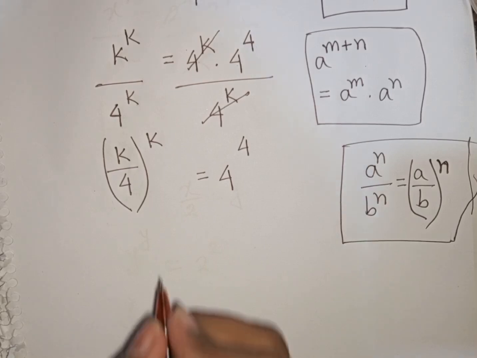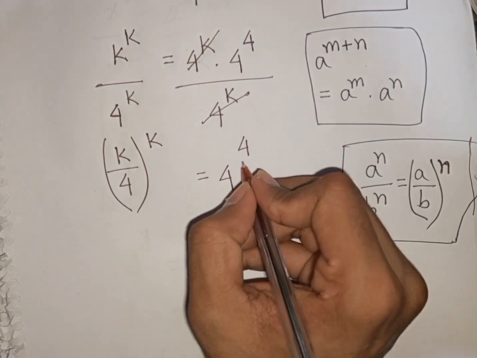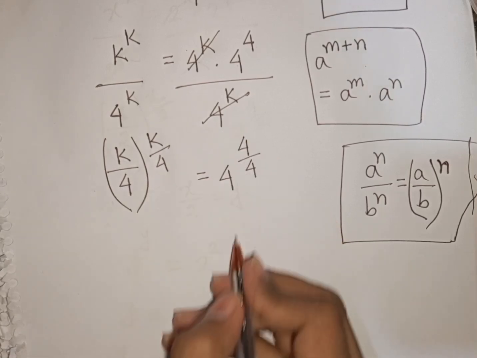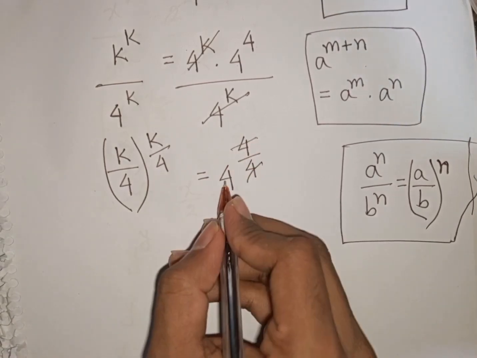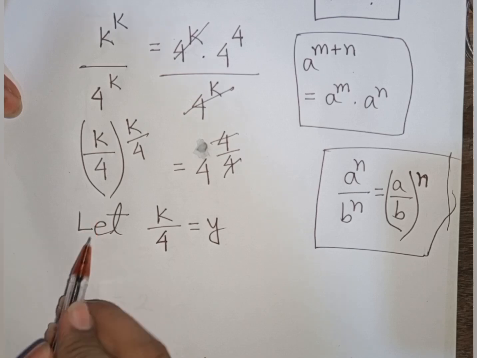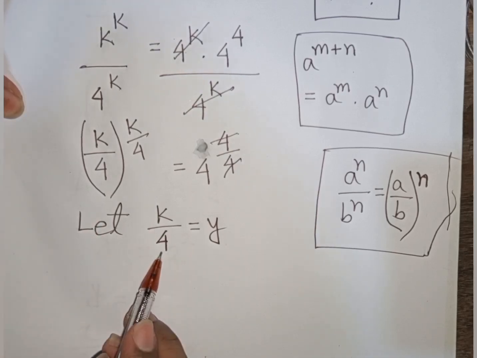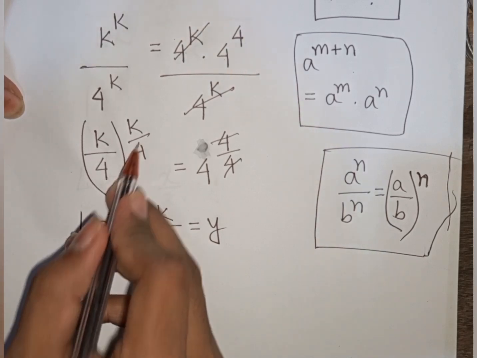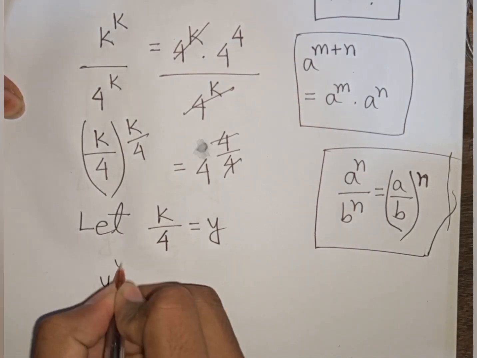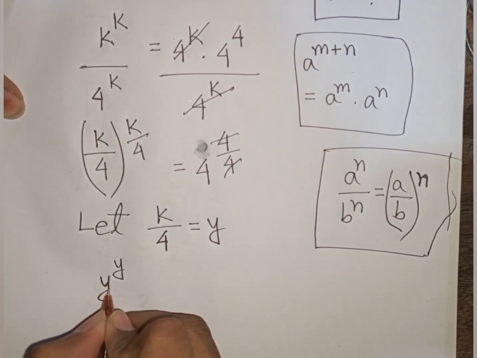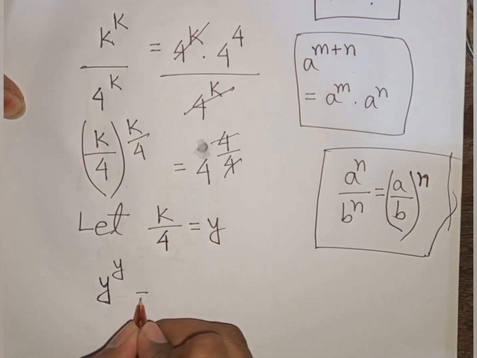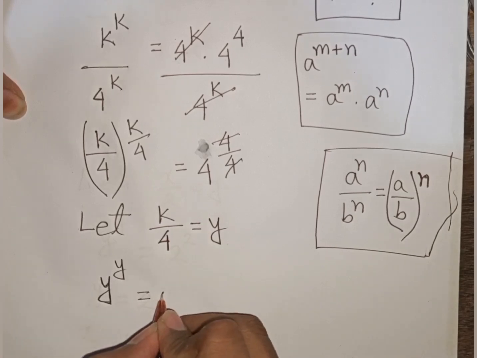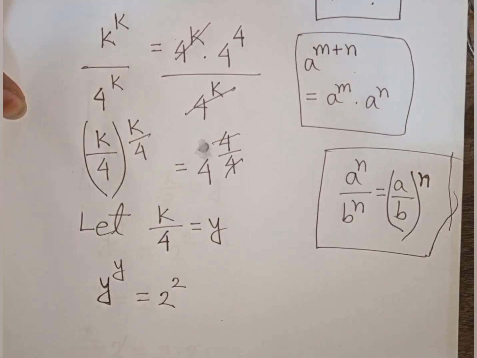Now we divide by the power of 4 on both sides, so this 4 will be cancelled. Now let k over 4 be substituted by y. So our equation will be y power y is equal to 4 power 1. So 4 power 1 is the same as 4, and 4 can be written as 2 power 2.